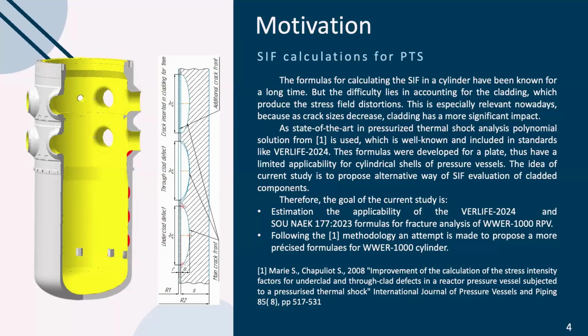One of the modern methods for pressurized thermal shock analysis is the polynomial solution. It's a well-known method and is used in different standards such as Vitalii. But the shape coefficients for Vitalii were obtained for a plate.